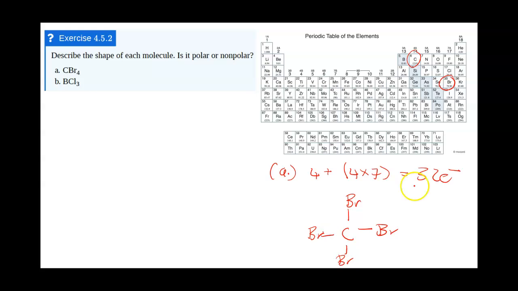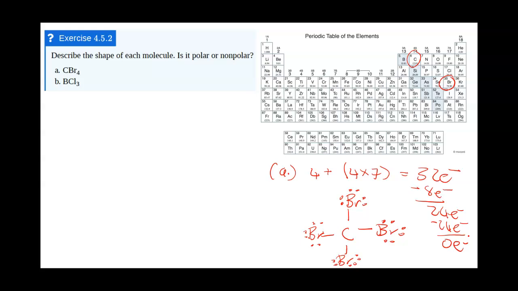So getting our basic structure, each of these bonds uses up 2 electrons, uses up 8 electrons, and that gives 24 electrons remaining. Now I'm going to finish off the lone pairs or the octets on my bromines, and that's going to take all of my remaining 24 electrons. So now we're down to 0 electrons, we're ready to roll.